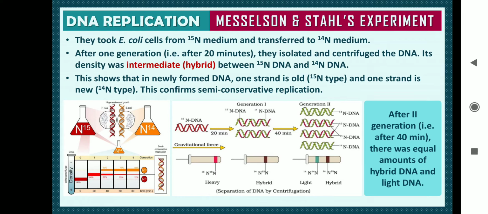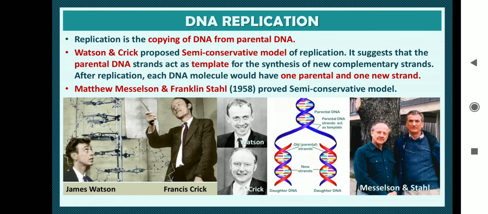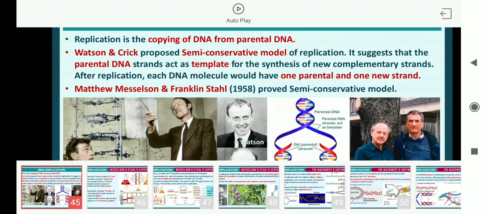So students, in the last class what we discussed is that Meselson and Stahl experimentally proved the semi-conservative mode of DNA replication. Watson and Crick had theoretically said that there is a possible way where the DNA can replicate itself by what we call the semi-conservative mode of replication.